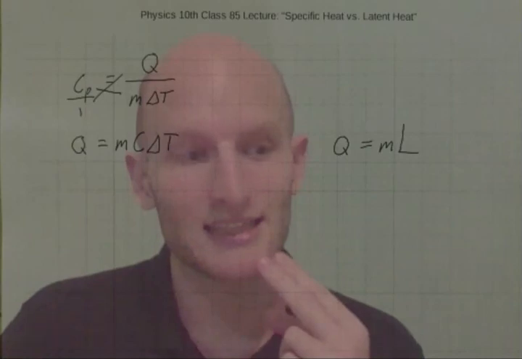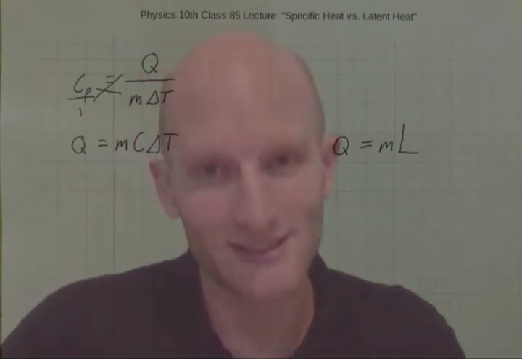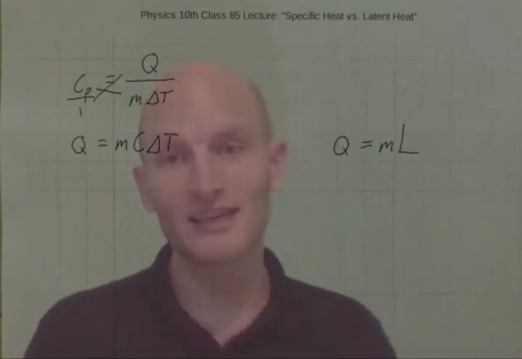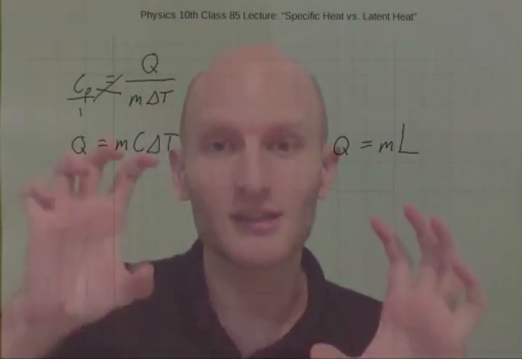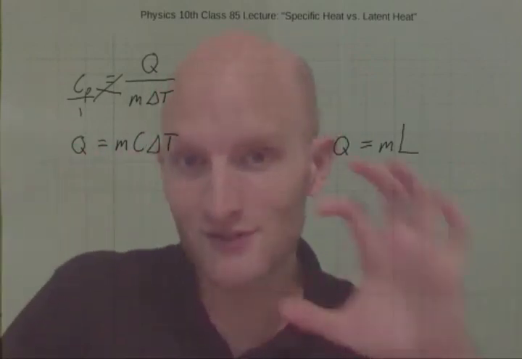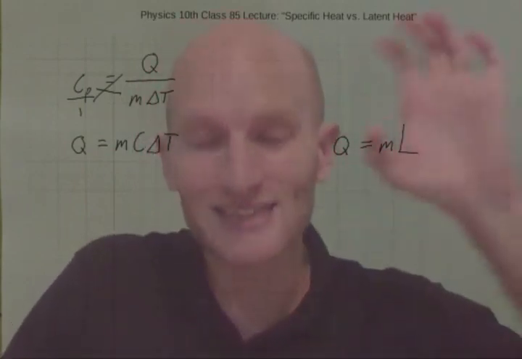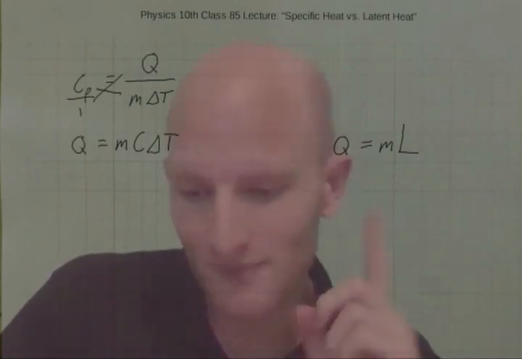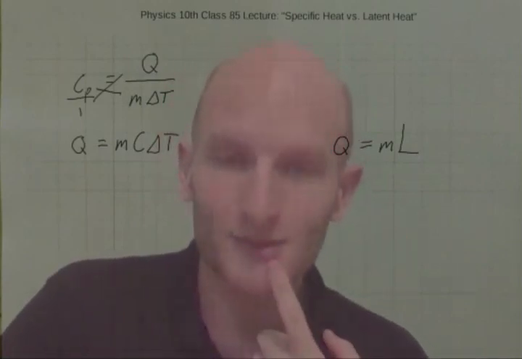That is the latent heat of vaporization. Okay. The latent heat of vaporization is different than the latent heat of fusion. Once again, latent heat of fusion is solid to liquid or liquid to solid. Latent heat of vaporization is liquid to gas or gas to liquid. Okay. So the latent heat of vaporization of water, you don't need to remember this number, but it's a really big number.